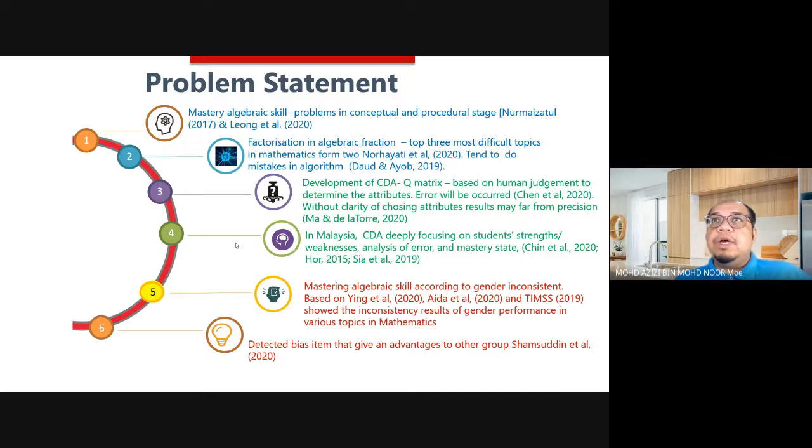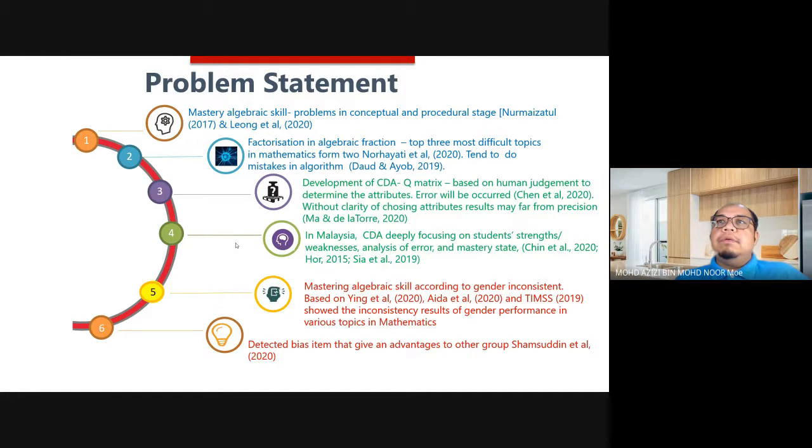In Malaysia, CDA deeply focuses on students' strengths and weaknesses, analysis of error and mastery state. The latest were done by Chai 2020 and Sia 2019 on the topic of time for primary students, and Hor in 2015 for algebraic expressions in Form 2. My study is also in Form 2 algebra, but on the factoring of algebraic fractions.